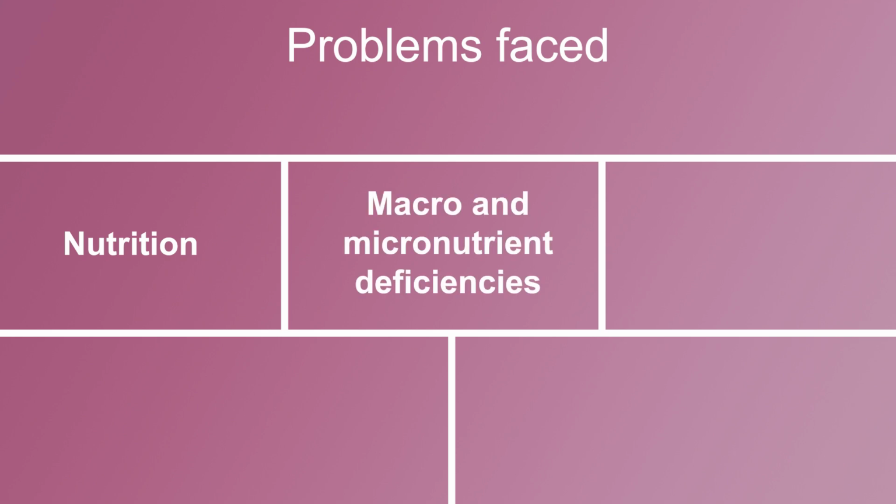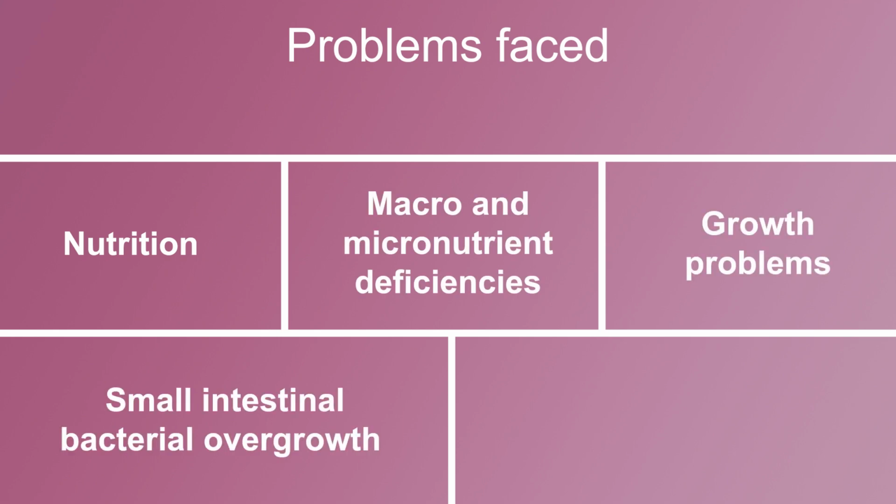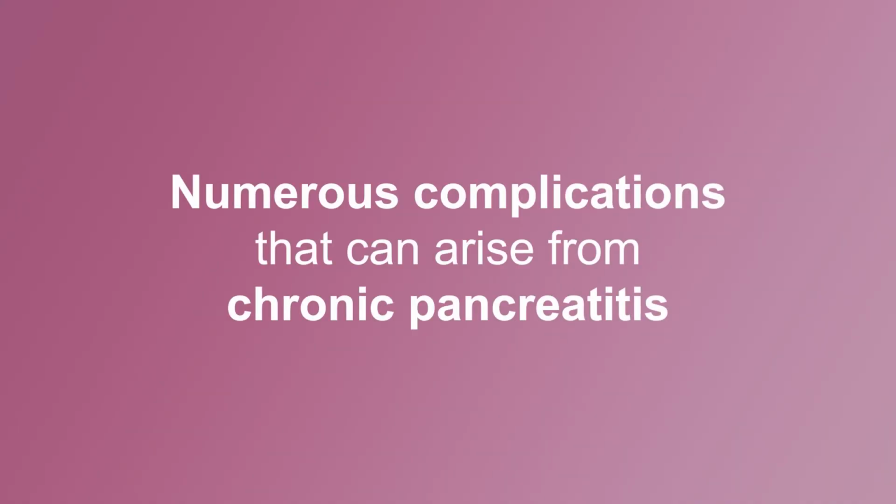Some of the other problems that we face when we are dealing with chronic pancreatitis are related to nutrition, macro and micronutrient deficiencies, growth problems, small intestinal bacterial overgrowth, and in some cases, we also see the risk for tumors, and that's down the line when they are into adulthood. There are numerous complications that can arise from chronic pancreatitis.